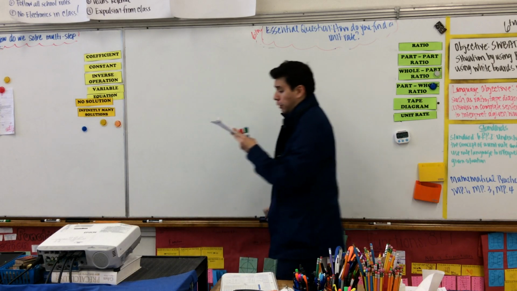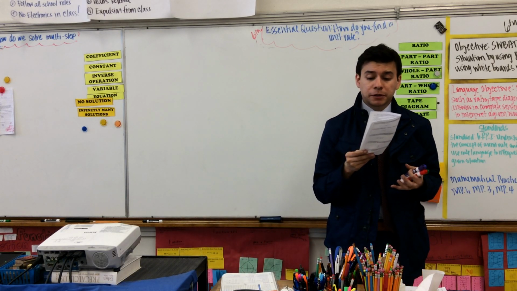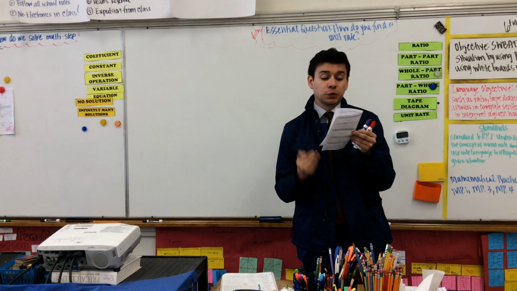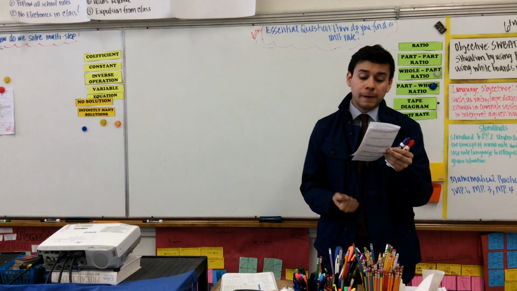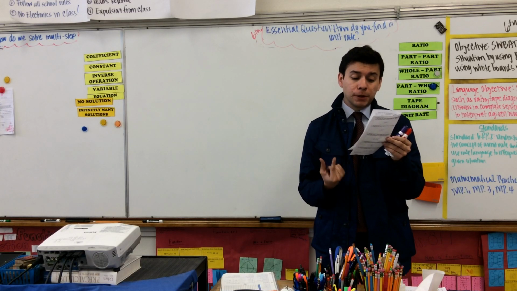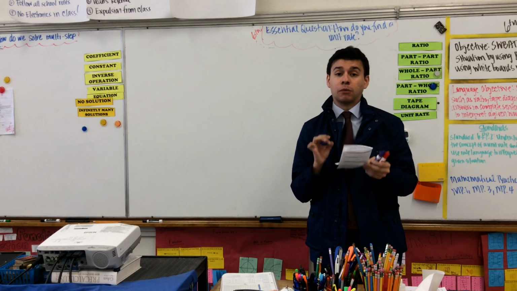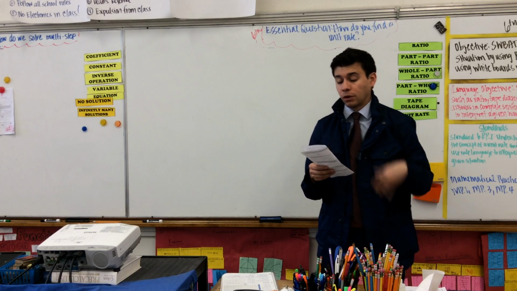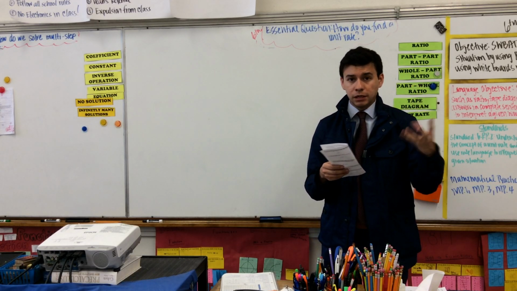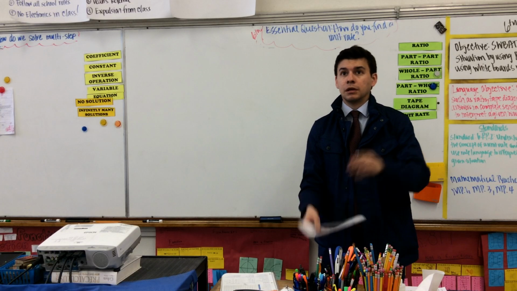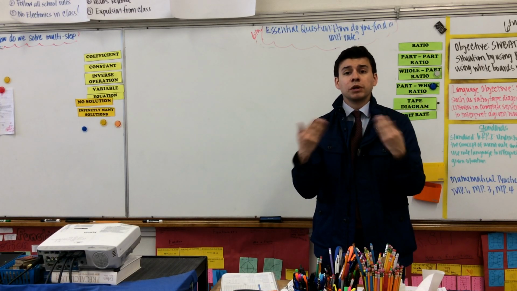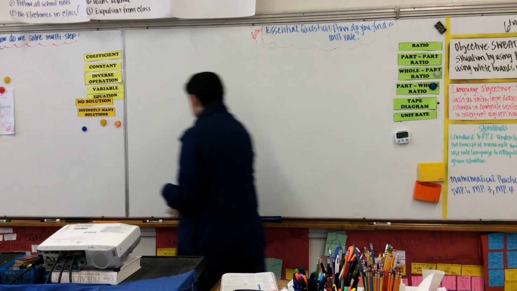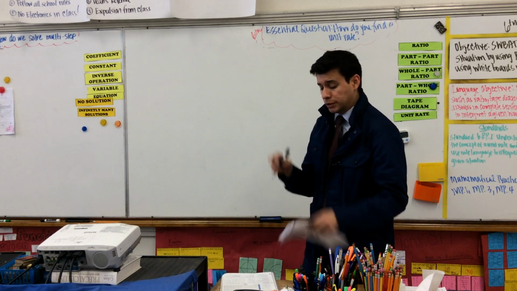So, let me read the problem. Mr. Hernandez needs expo markers to write on the whiteboard. Staples charges $28.80 for a 12-pack of expo markers. What is the unit price per pack for each pack of expo markers? So the first thing I would do is, obviously I'm dealing with different units, right? I'm talking about money and I'm talking about markers. Money and markers, they're different units. When you're talking about different units, that means we're talking about a rate. So what I would do is I would set up my proportion.